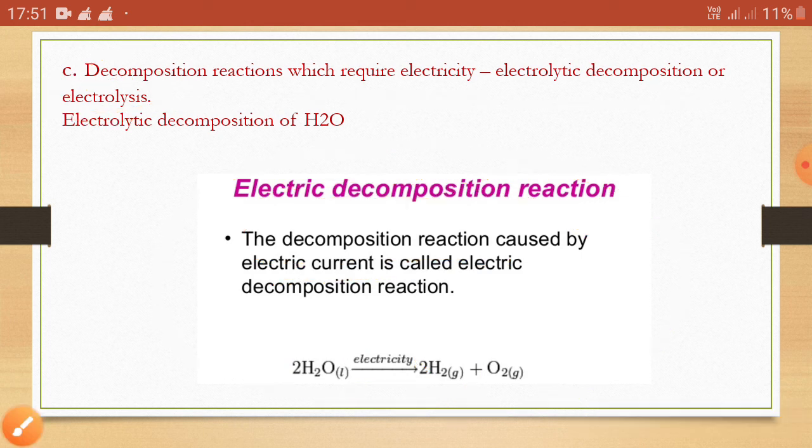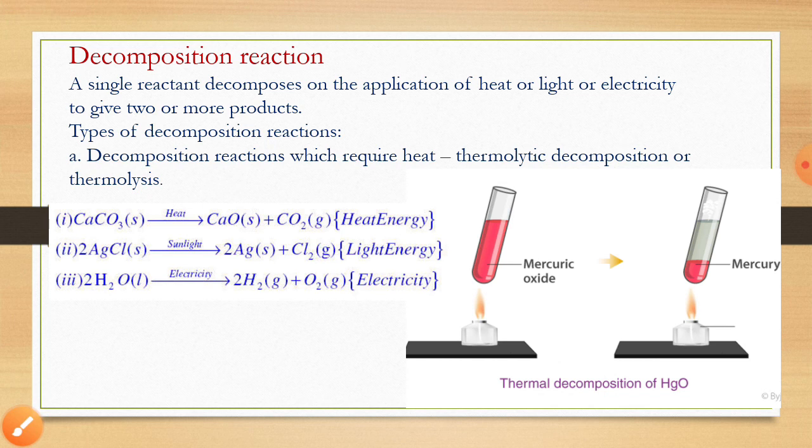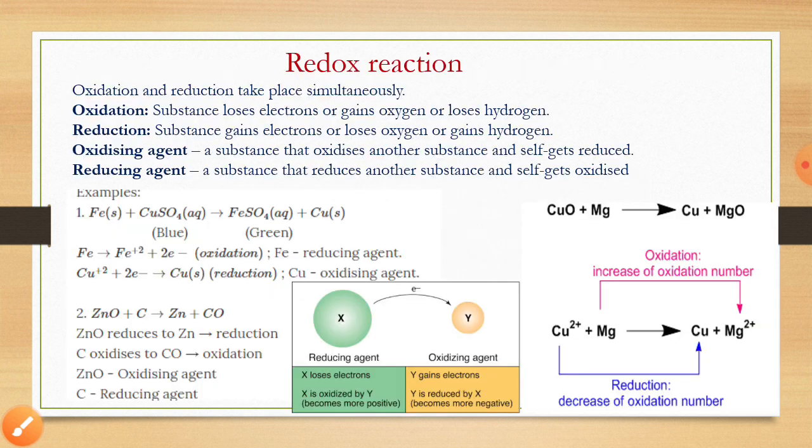Okay, so we have already learned three types of decomposition reaction. One is electrolysis, which happens in the presence of electricity. Another one is photolysis, which happens in the presence of light, as it requires light. And the third one is thermolytic decomposition or thermolysis, as it requires heat. So all the decomposition reactions are very clear to you.